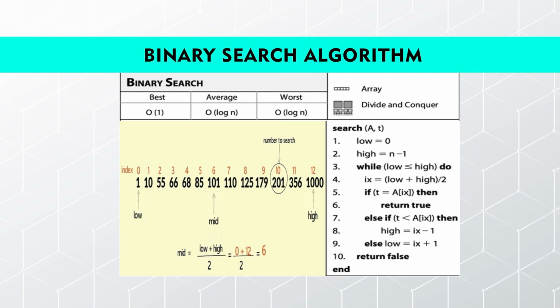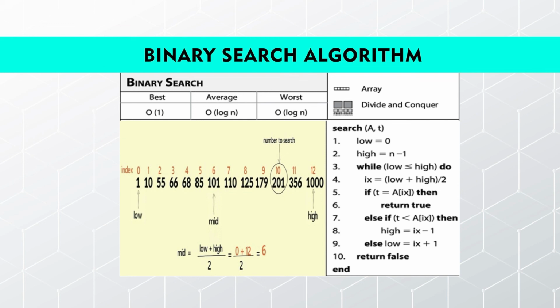If t is less than A[Ix]: t is 201, which is not less than A[Ix], so we need not execute this condition. We need to execute the other condition because t is greater than A[Ix]. So low is equal to Ix plus 1. What is Ix? Ix is position 6. So the new low will be 6 plus 1, that is 7, and it will again move up.